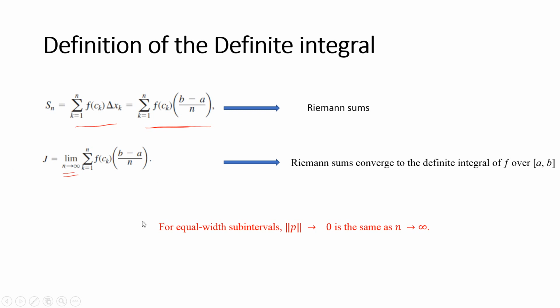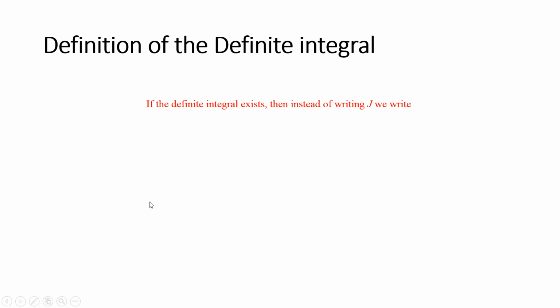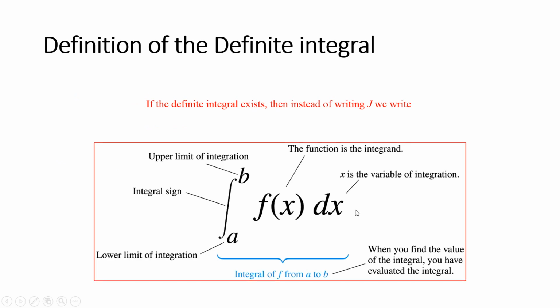The limit exists means that the right hand limit and left hand limit must be the same, that is, the upper sum and the lower sum must approach one value, which means that the limit exists. If the definite integral exists, then instead of writing J, we write it as the integral from a to b of f(x) dx. Now this f(x) is the same f(x).